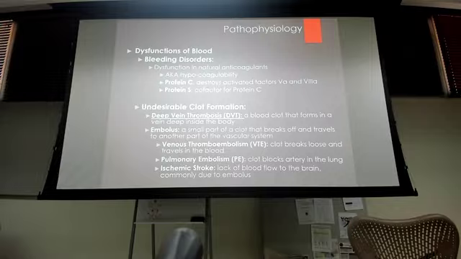So a couple of key points before we go right into the classes. Basically, we're going to be looking at bleeding disorders and thrombotic or clotting disorders. And this is going to frame the why, right, of the therapies that we're going to use before we get into them.